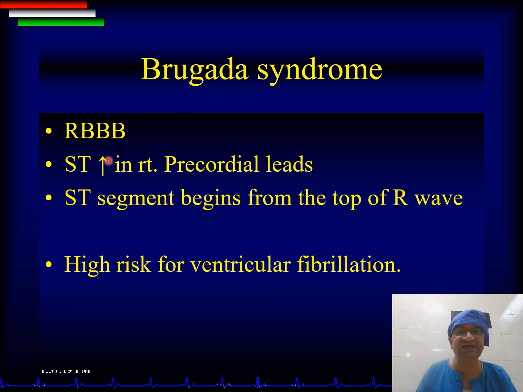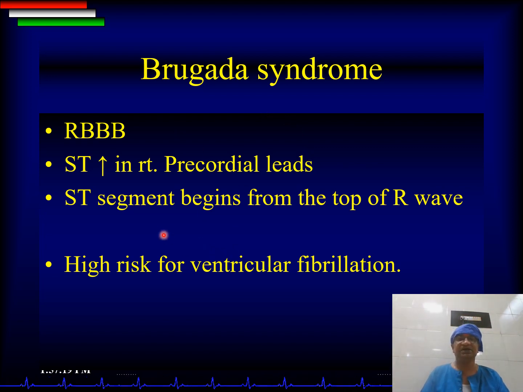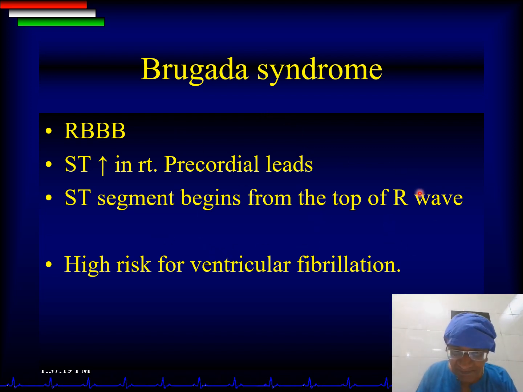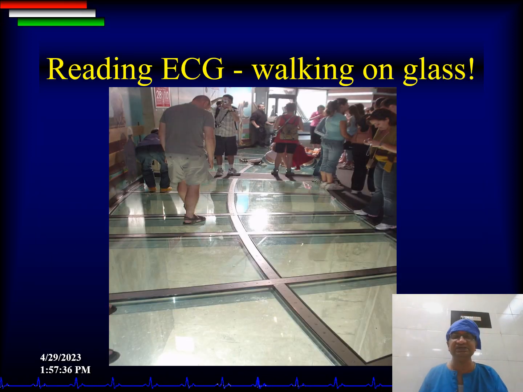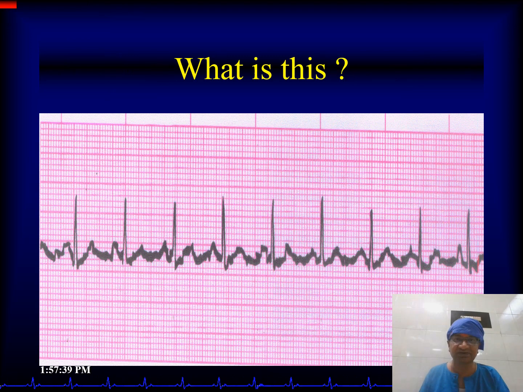What is Brugada syndrome? RBBB with ST elevation in right precordial leads. The ST segment may begin from the top of the RBBB. There is a risk of ventricular fibrillation. This is one of the indications of a pre-operative ECG, where if we get Brugada, be careful, tell the patient. Reading an ECG is like walking on glass.